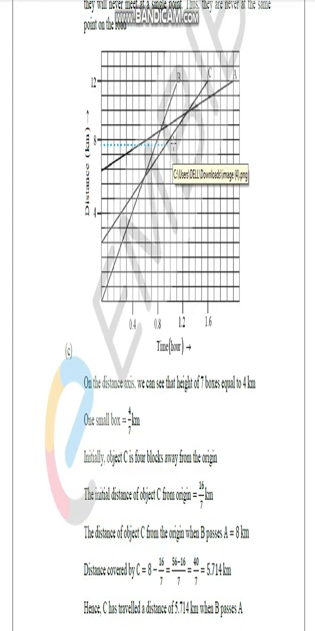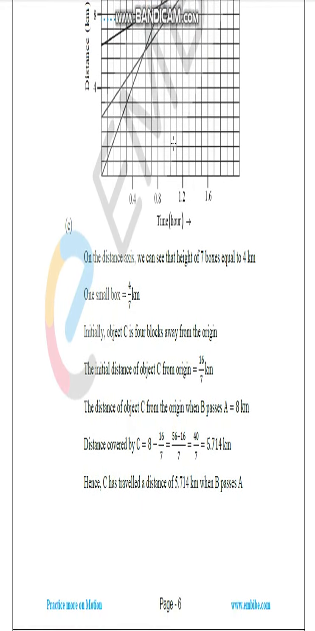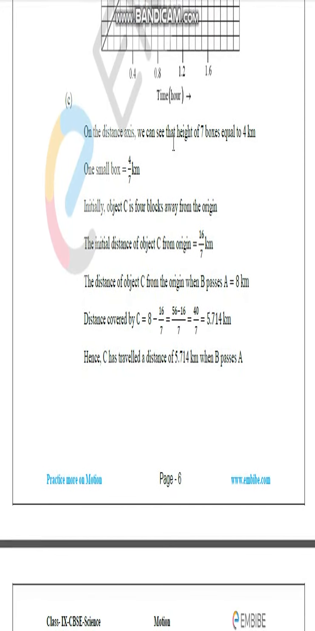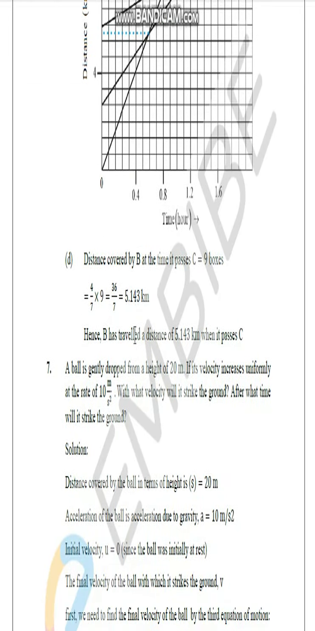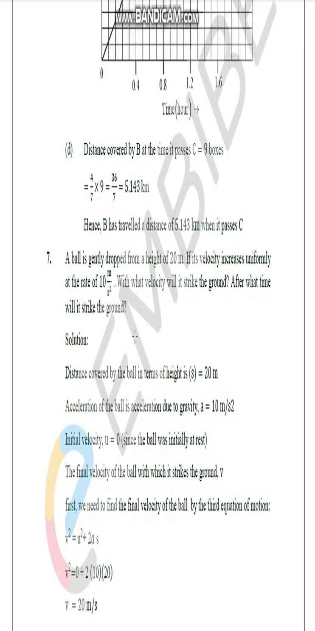Okay, now the fourth part is how far has B traveled by the time it passes C. See this graph. Here object B is at a distance of 4.5 kilometers when it passes C. Here I have underlined the blue one in both the figures. Okay, now we will move towards our next question.